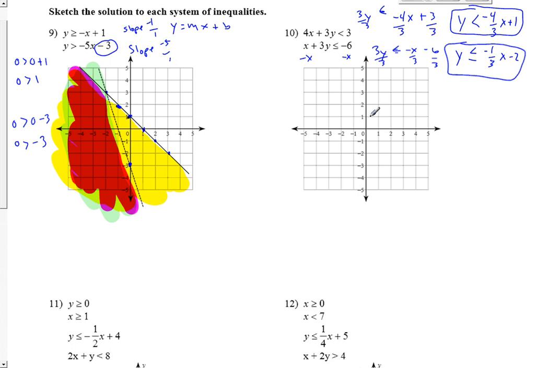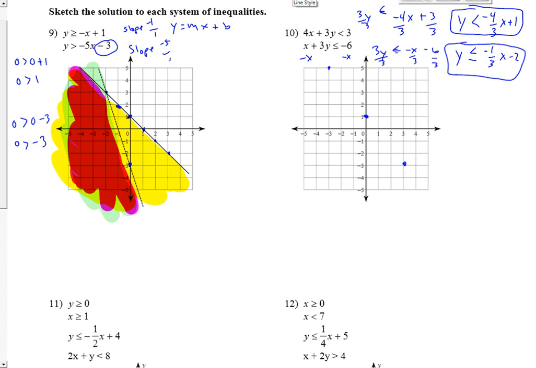So I'm going to go up here and I plot the y-intercept of 1, and then my slope is negative 4 thirds. So that means I'm going to go down 4 and to the right 3. So when you have a negative fraction, only one of the numbers is negative, the other one is positive. So down 4 to the right 3, or I could go up 4 and left 3.